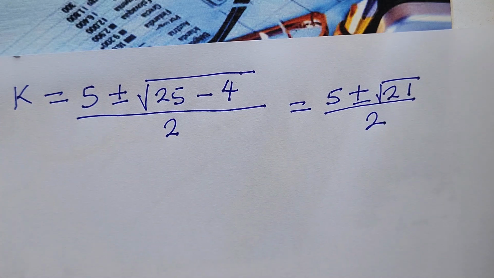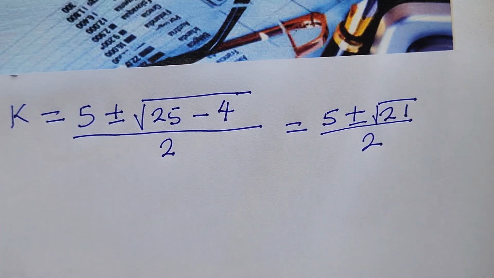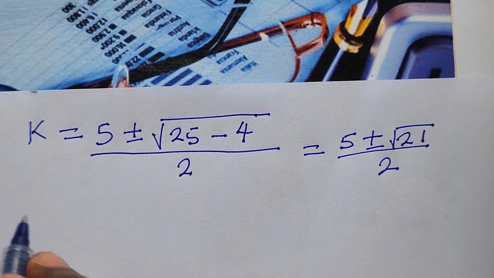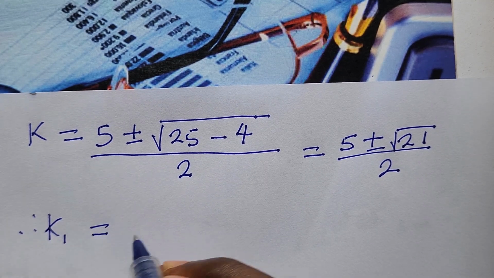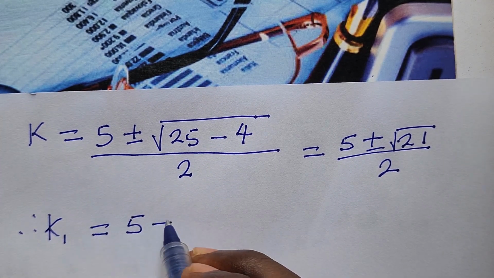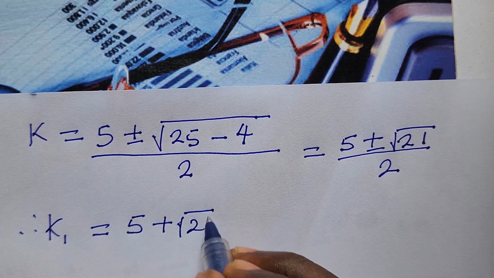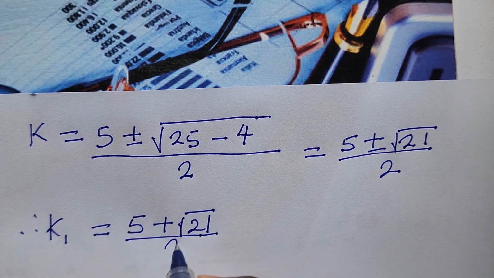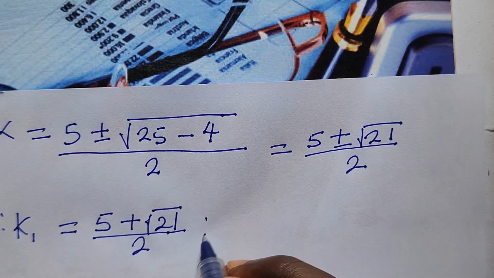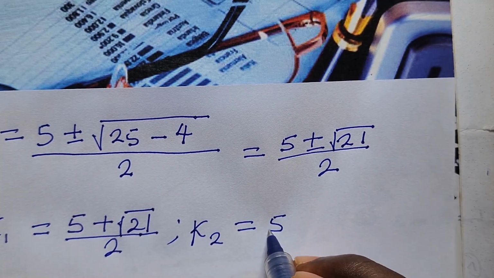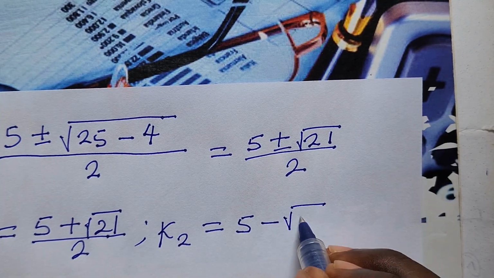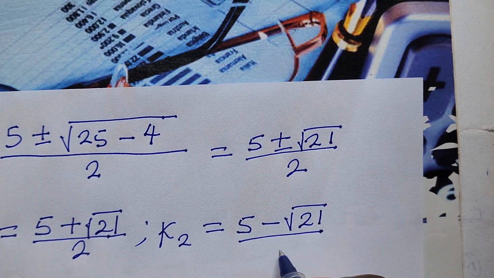Wow. So we have two solutions from here now, k1 and k2. Therefore our k1 is equal to 5 plus the square root of 21 all over 2, and our k2 is equal to 5 minus the square root of 21 all over 2.